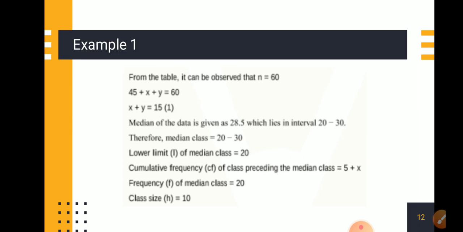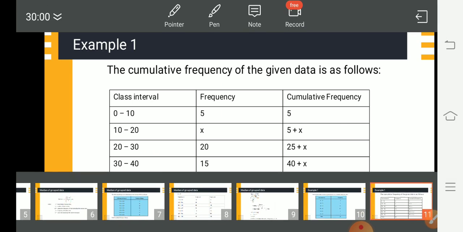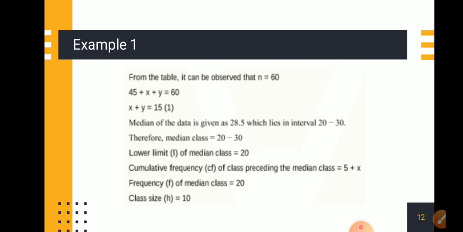Cumulative frequency of the class preceding the median class. Now if the median class is 20 to 30, the cumulative frequency of the class preceding the median class is 5 plus x. And the frequency of the median class is 20. And h is the difference between the upper limit and the lower limit of a class interval, which is 10. The same is being represented in the equation.